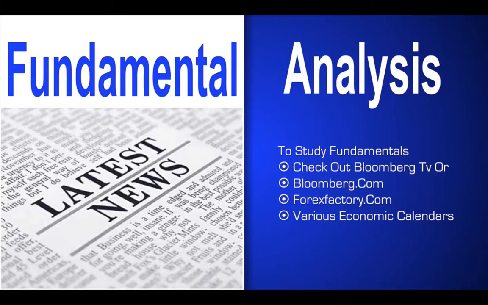So this is what a lot of people use to determine how, when, or if they're going to trade for the day. Not everybody uses fundamental analysis, and there are people who are extremely successful without using it, but there are others that swear by fundamental analysis. So this is just something that you decide, you figure out where it works for you.